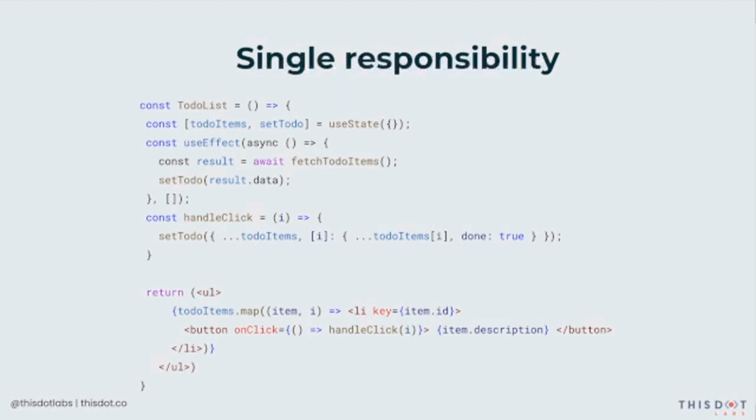So our to-do list over here has, if I've gotten correctly, 4 responsibilities. It's keeping track of its own state. It has a side effect to fetch new to-do items. Then it has an event handler. And finally, it's rendering the actual to-do items. So rendering is also a responsibility. And that being said, a component that just renders some JSX or HTML without any logic in it is a very valid component to have in your code base.